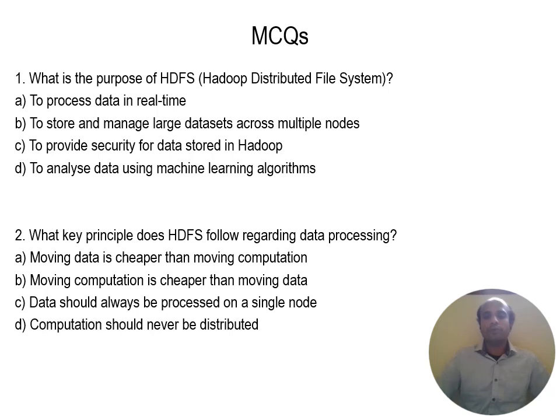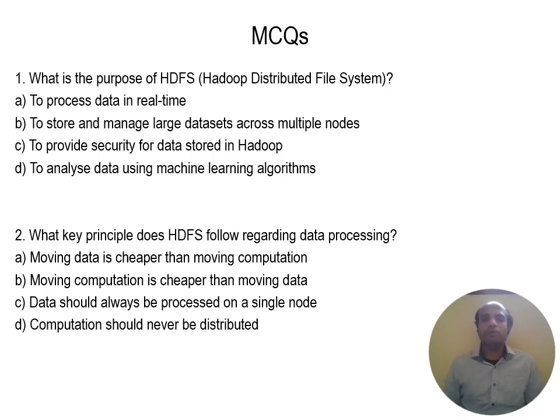So out of these four options, the key principle Hadoop distributed file system follows regarding data processing is moving computation is cheaper than moving data. That is the right answer. It's not about moving data, it's going to be expensive because it's going to be a huge amount of data. Data should always be processed on a single node is not a principle and computation should never be distributed is not the principle. Okay, so the correct answer is moving computation being cheaper than moving data.